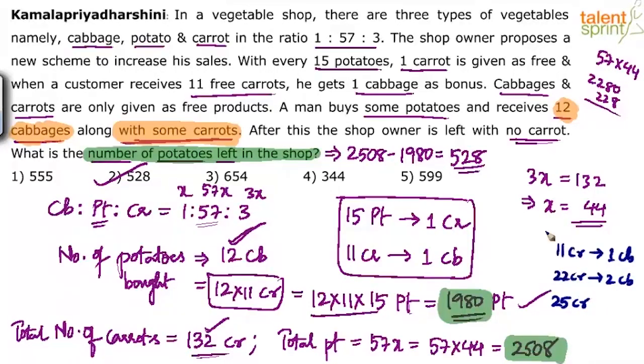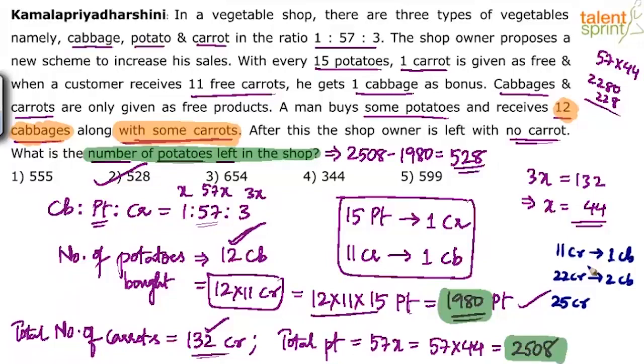The number of carrots is based on the number of potatoes. If he has bought 15 potatoes, he'll get 1 carrot. So 15 into 11, meaning for every 165 potatoes, he will get 11 free carrots, and he'll also get 1 cabbage free. Similarly, 330 potatoes will give him 22 free carrots, and because he is getting 22 free carrots, he'll get 2 cabbages free. But what if he has got 25 carrots? Let's say he has bought some potatoes and he has got 25 carrots free.